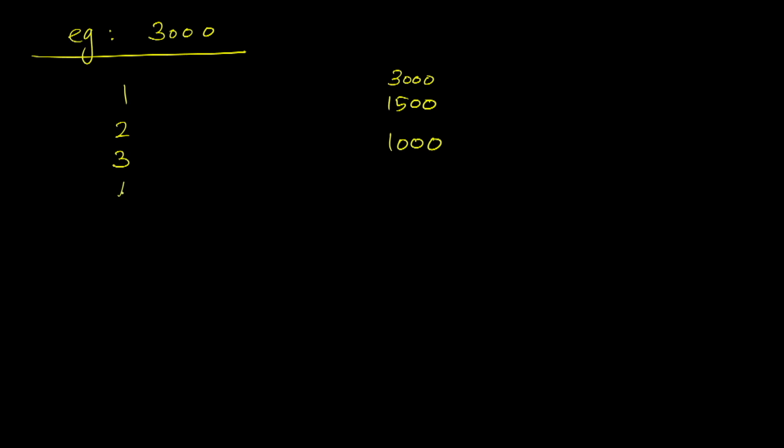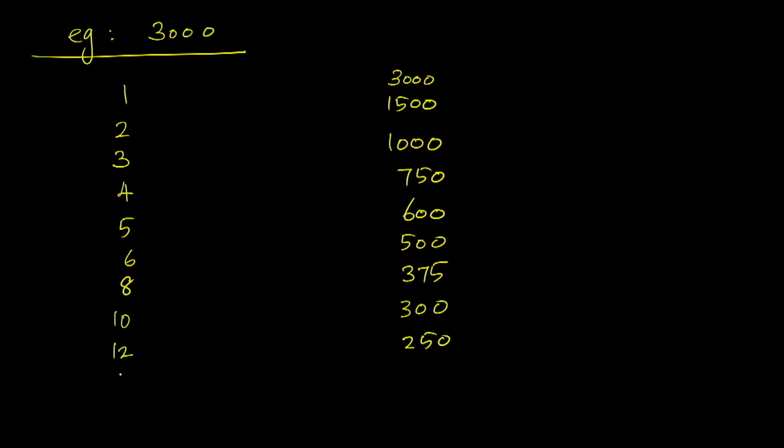Taking a larger example, consider n equals 3000, then the factors would be 1, 3000, 2, 1500, 3, 1000, 4, 750, 5, 600, 6, 500, 8, 375, 10, 300, 12, 250, 15, 200. So, those are some of the factors.